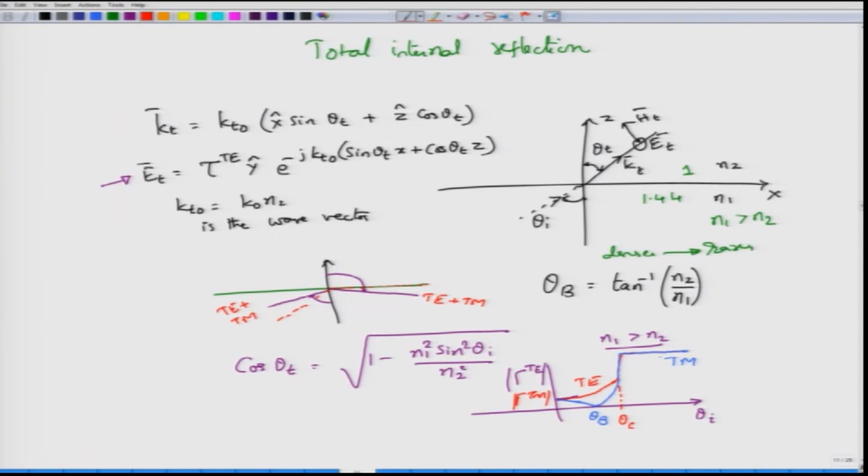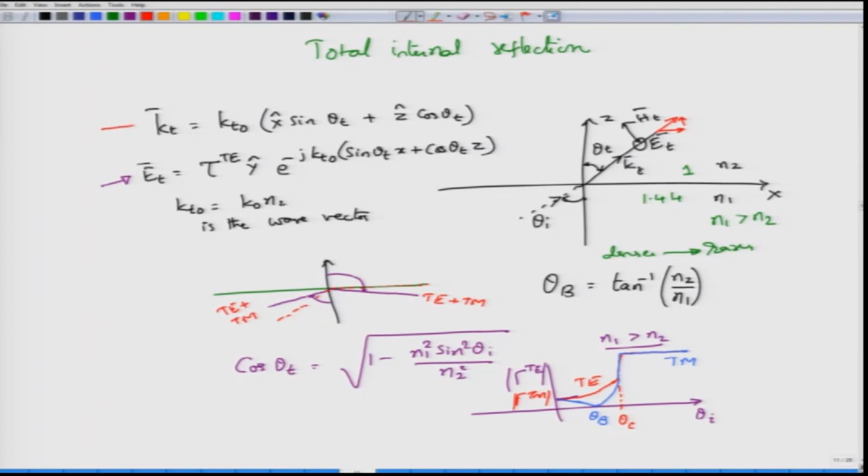Okay. But what happens to the expression for the transmitted field? Well, look at the transmitted field expression. I have this e to the power minus j k_t dot r, and I know that k_t, the transmitted wave vector, is given by k_t0 (x hat sin theta_t plus z hat cos theta_t). That comes simply by decomposing this k_t vector into a horizontal x component, which would be sin of theta_t, and the vertical component along the z axis, which would be cosine of theta_t.